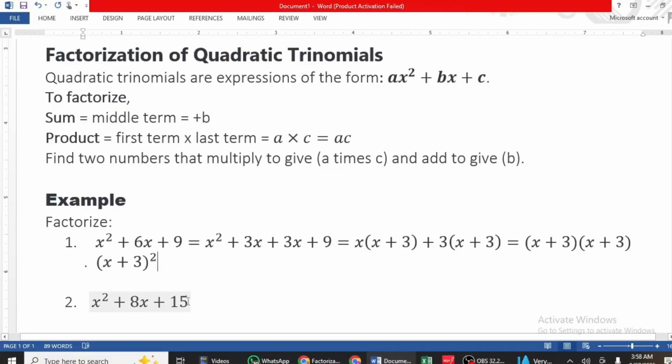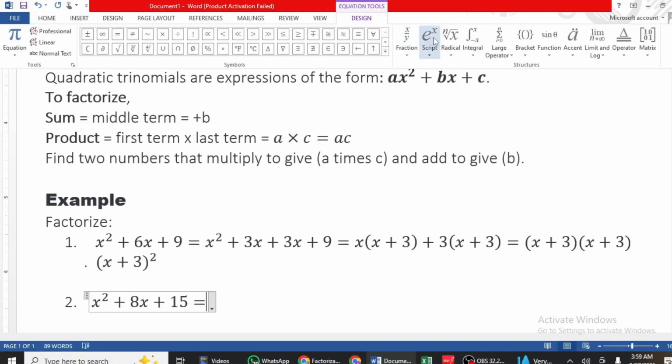Let us look at example 2. x squared plus 8x plus 15. The sum is 8, the product is 15. That is, the coefficient of x squared, which is 1, times 15 will give you 15. Then what are the two numbers that when you multiply together you will get 15, and when you add together you will get 8? The two numbers are 3 and 5.